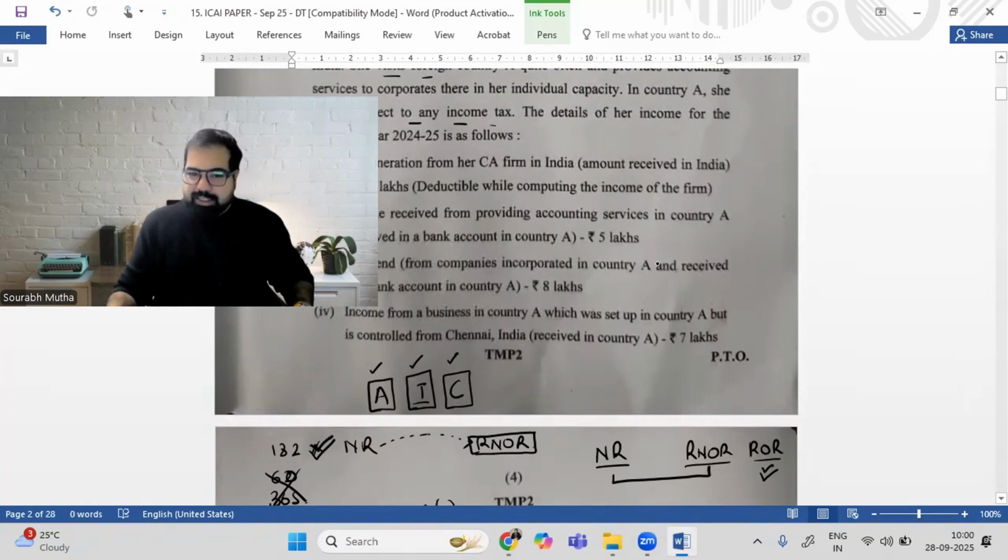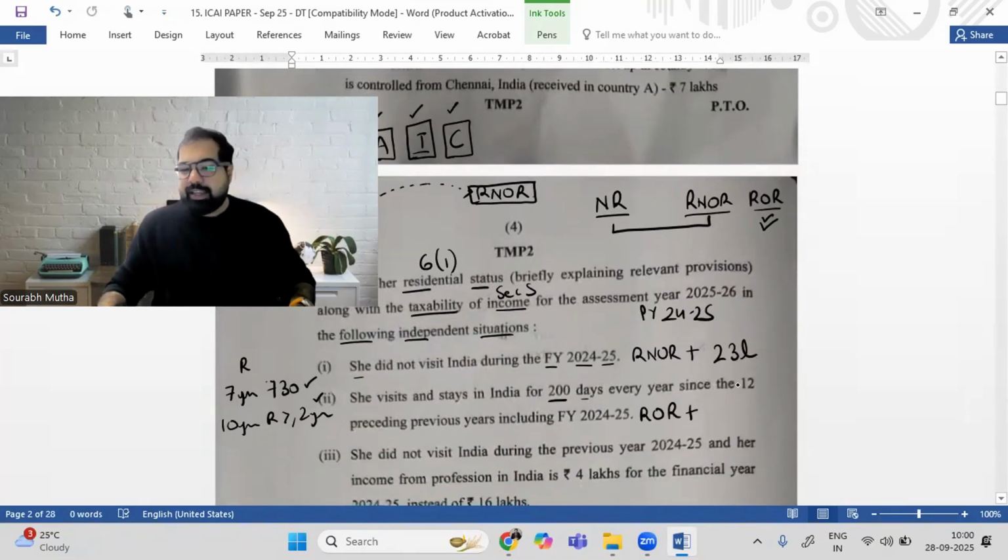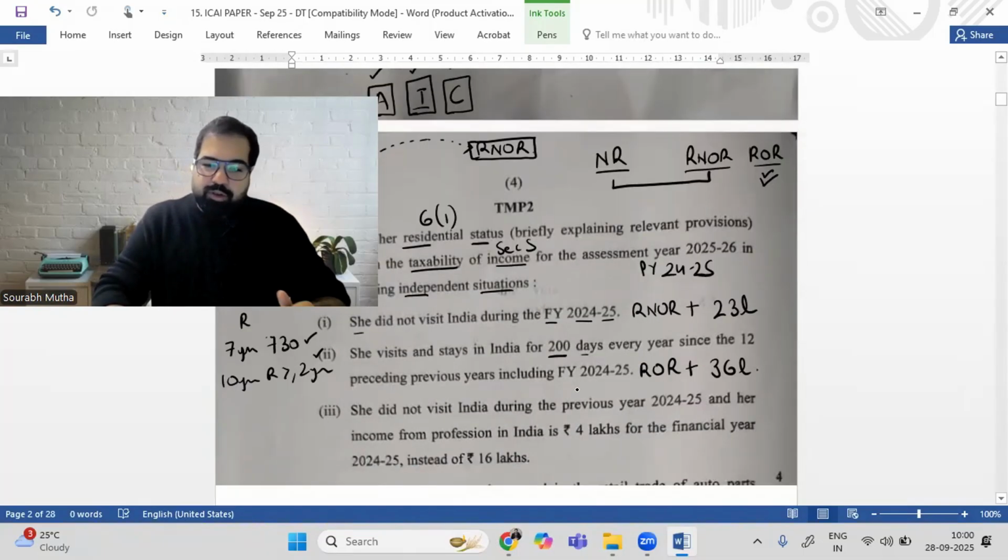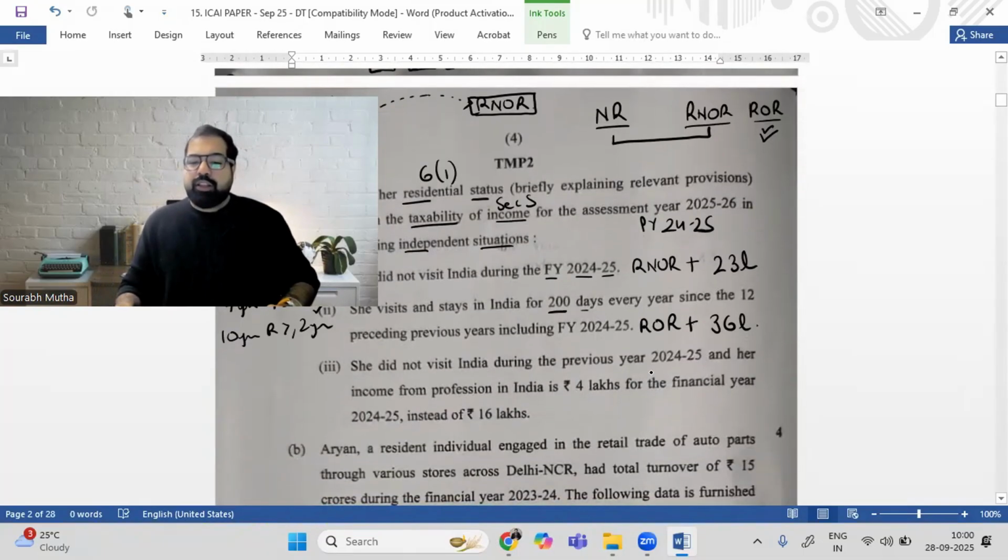16 lakh, yes. 5 lakh, yes. So 16 plus 5, 21 lakh, plus dividend 8 lakh, yes. And plus the business controlled from Chennai, that is 7 lakh, that also will be taxable. So income will be 36 lakh in this case. So 2 marks again in your pocket. I'll tell you how to present it also. Next, she did not visit India during the previous year at all, and her income from profession in India is just 4 lakh. Will your answer change?